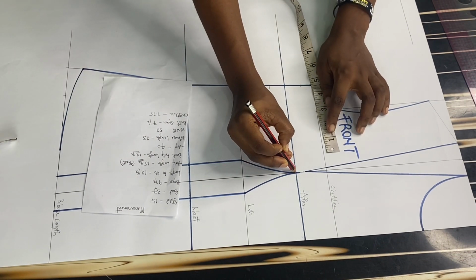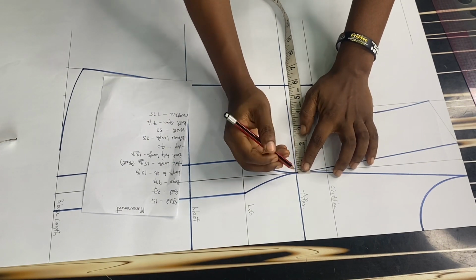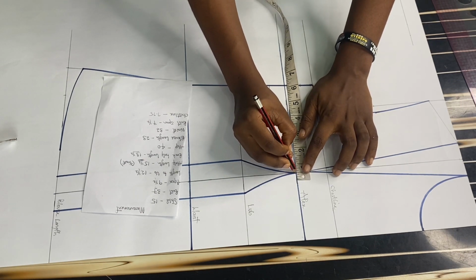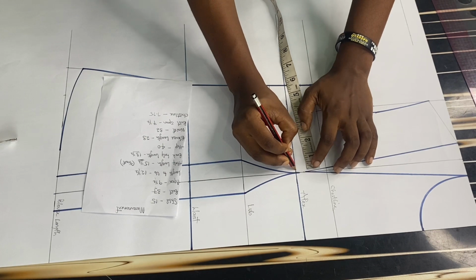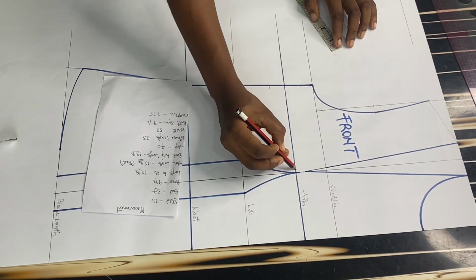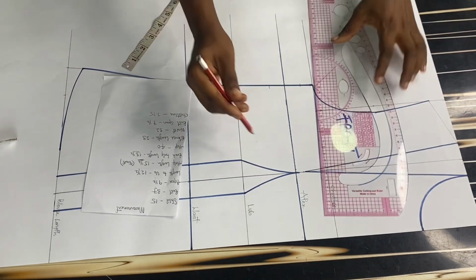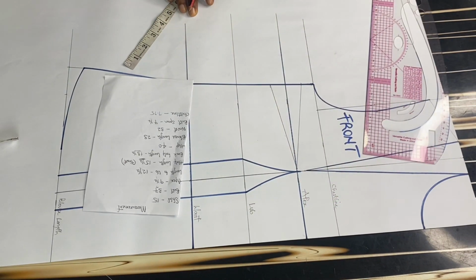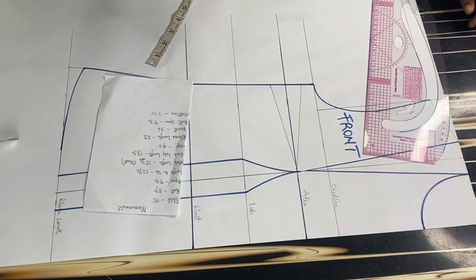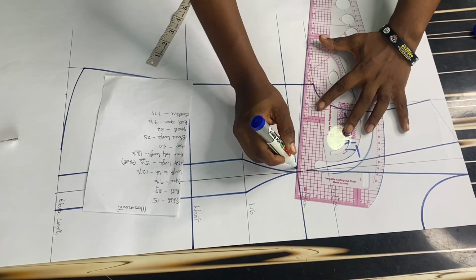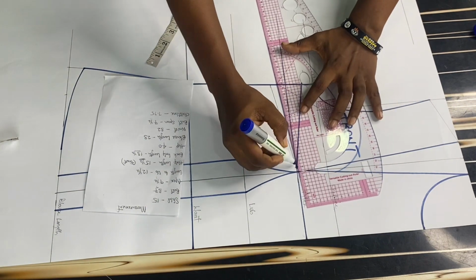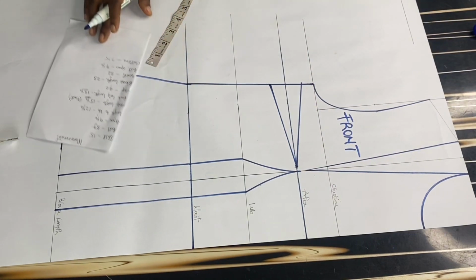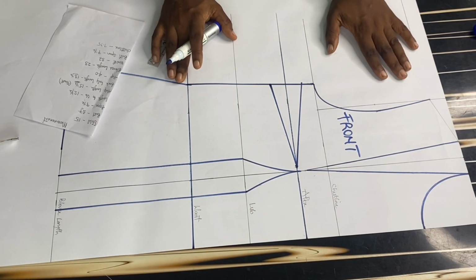Then from this bust span point, I'm going to come in by 0.25, then connect this point to the 0.25 and this point to the 0.25. And I'll mark it. Do the same thing here. That's it. So I'll also be using the marker to highlight so we can see it properly. So here you have it. So this is it for the front block.